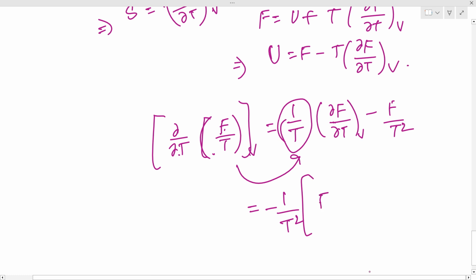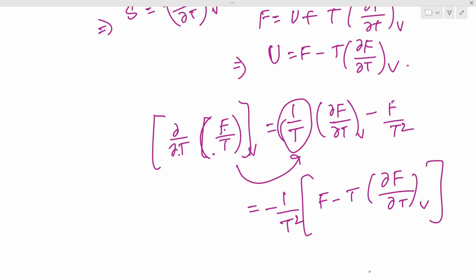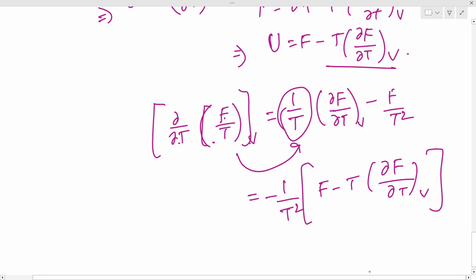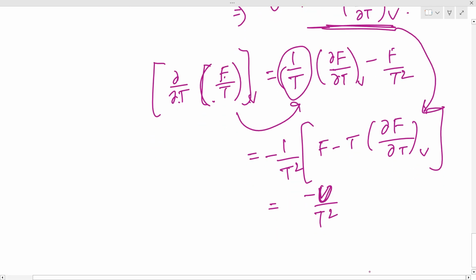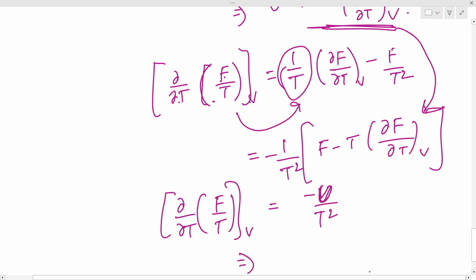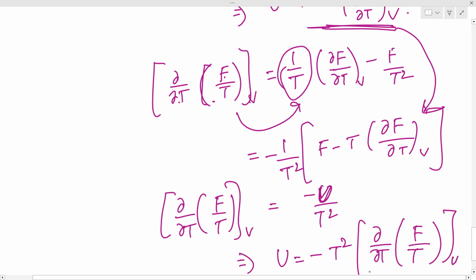So it will be what? F minus T del F by del T, right? I can write this as minus U by T square. Minus U by T square is the left side, del by del T of F by T at constant volume. So U is equal to minus T square del by del T of F by T at constant volume.